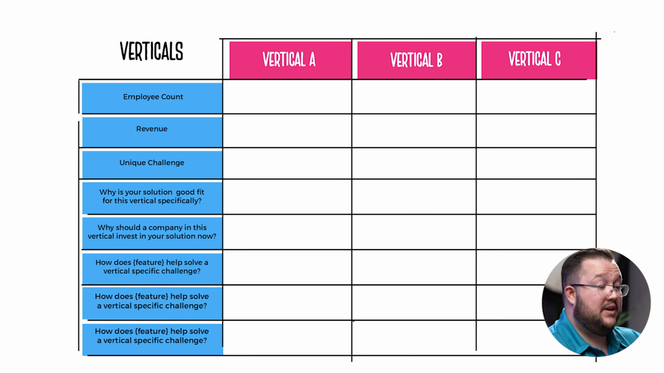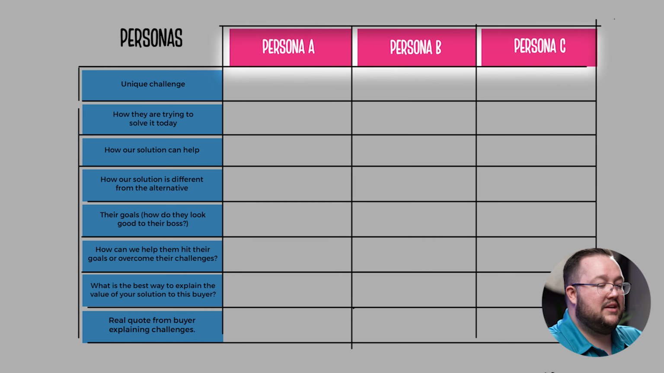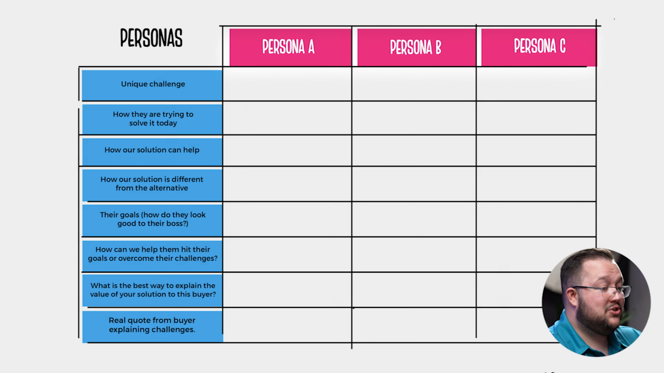Now the next section here: personas. This is the most fun, to be honest. I love working through personas. Each one of these personas, persona A, B, and C, is going to be replaced with the title of the person that you're reaching out to at those companies. So persona A might be CEO, persona B might be VP of sales, persona C might be Chief Marketing Officer.